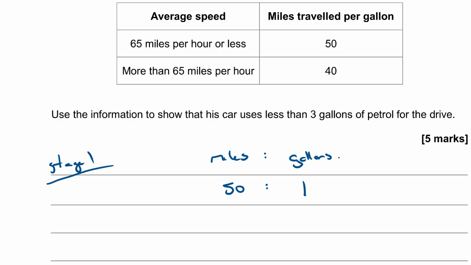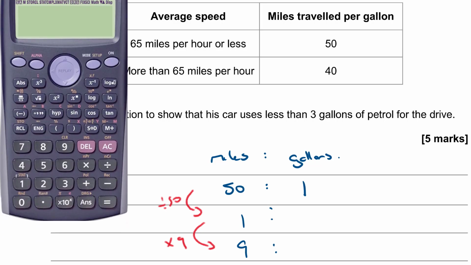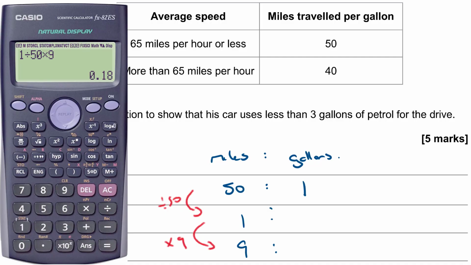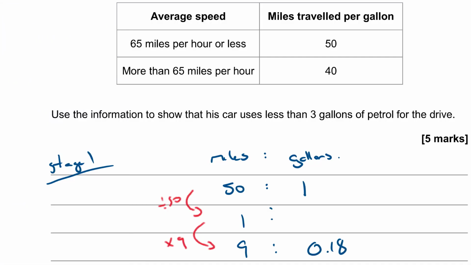So from that I could work out how many gallons I can do in 1 mile by dividing by 50, and then I can scale it up again. I'm using the unitary method here, aren't I? So going via 1, divide by 50 and times by 9 will tell me how many gallons I need to do 9 miles. It's always going to be a decimal, isn't it? So if I take 1 and divide it by 50 and then times it by 9, my 9 miles is going to consume 0.18 gallons. Okay, so that's the first stage of my journey.